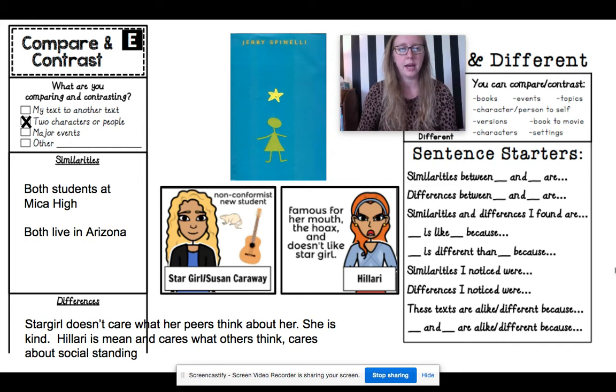Okay. If I was going to compare a text to another text, that would mean I need to read the entire book and compare it to another book that I've already read. Some major events: let's say I was reading something like I Survived, and maybe it was an I Survived about a war, and you could compare this war to a different war. So those are the other ways you can compare and contrast.